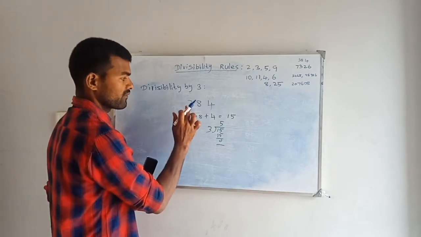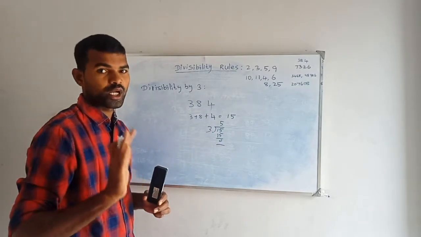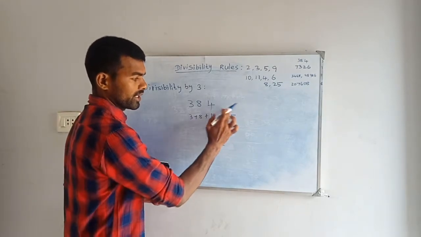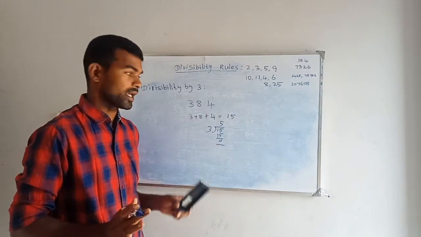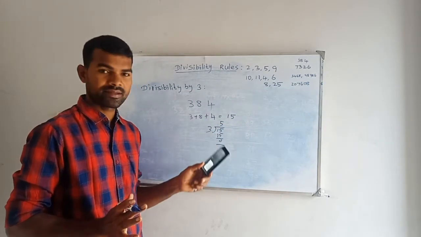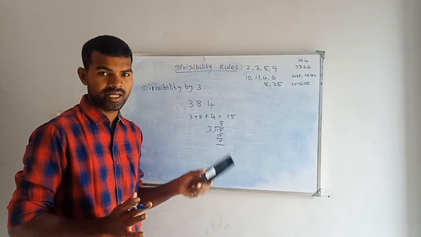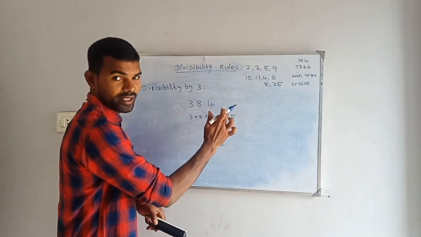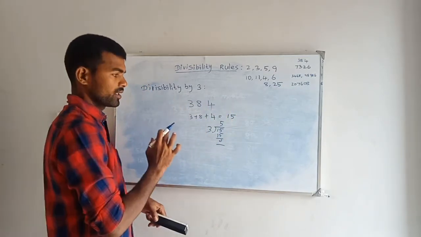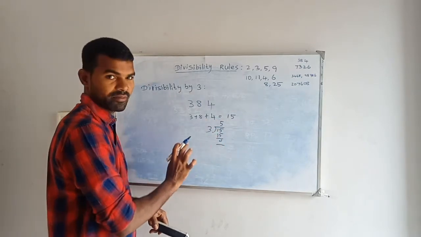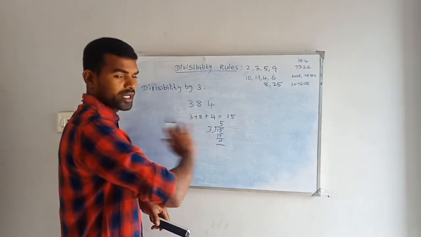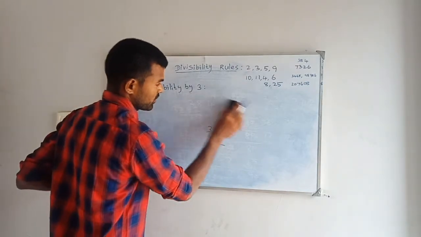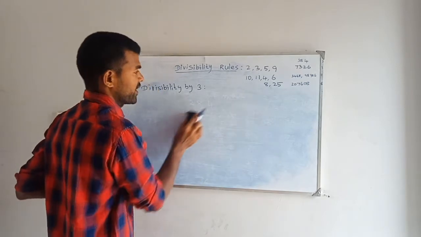The rule for divisibility by 3 is the sum of the digits. Whatever number is given, you add its digits and get the total. The total must be in the 3 table: 3, 6, 9, 12, 15, 18, 21, 24. If the total comes like that, then that number can be divided by 3, however many digits it may have. Now let us go to the next rule, divisibility by 5.